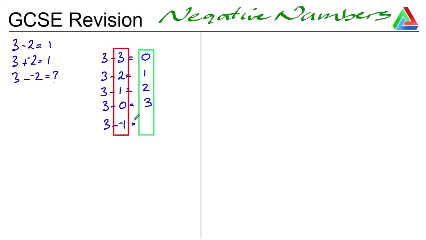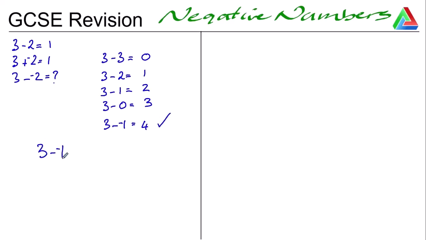And my next number in this pattern would be 4. 3 take away negative 1 is 4. And then in an exam, we would just say 3 take away negative 1 is the same as 3 plus 1 is 4. A lot of schools teach this as two negatives make a positive. If that works for you, fine. 3 take away negative 1 is the same as 3 plus 1, which is equal to 4.